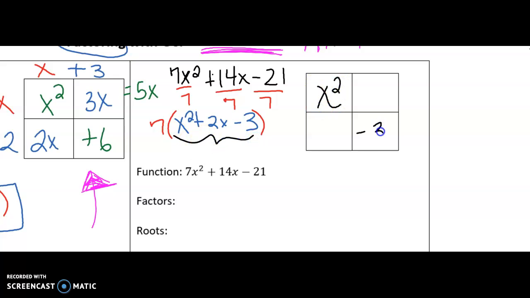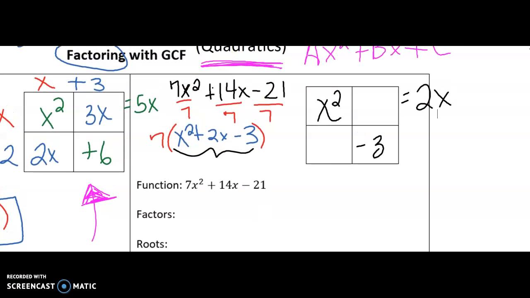x squared minus 3 equals 2x. Again, if you want to practice factoring, go ahead, pause the video, and try that out, because the more you practice, the better you get at it. So pause the video and try it out.